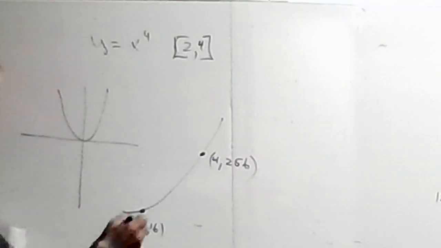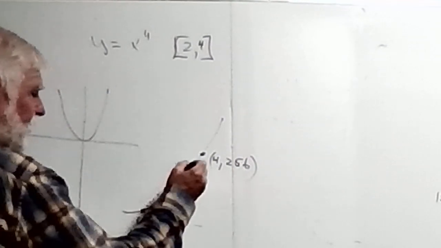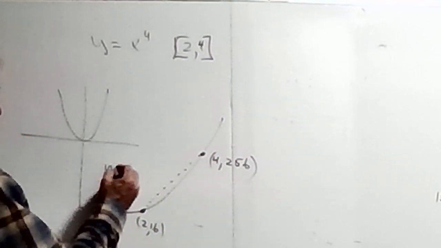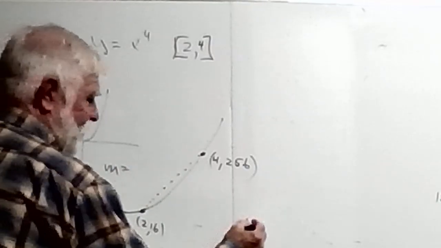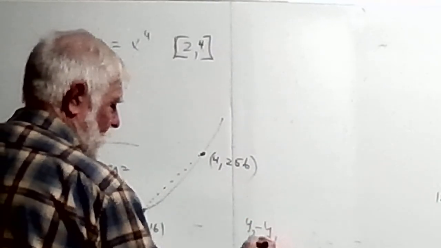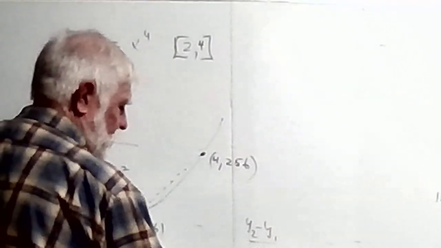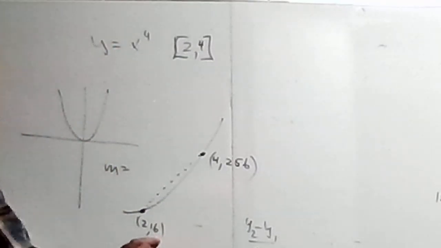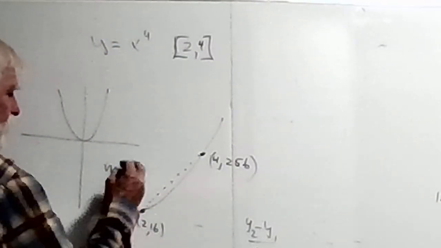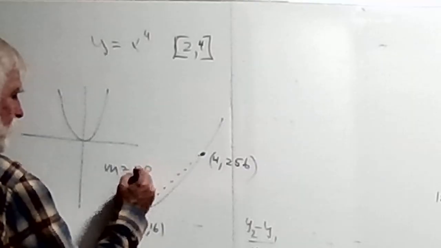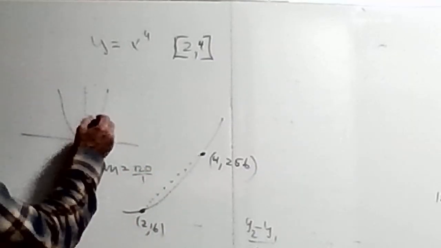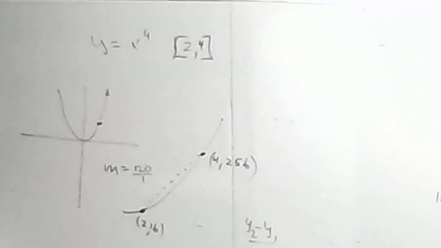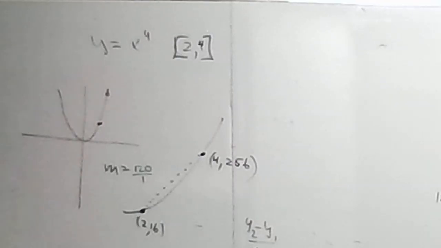So what's the average rate of change? It's the slope of the secant line. And so what is that slope? y2 minus y1 over x2 minus x1. So 256 minus 16, 240, divided by 2, 120. So the average rate of change from one location to the next is going up at 120 to 1 on average.